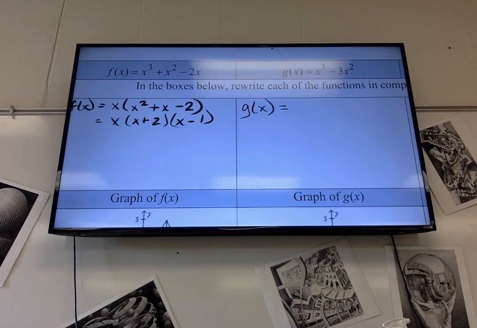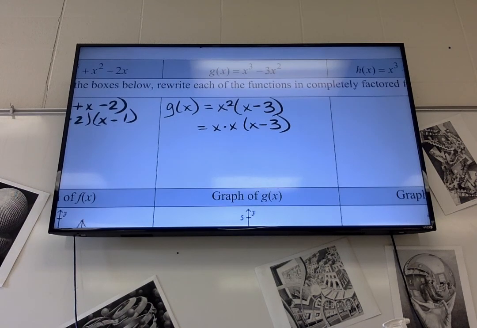X squared. I can factor out x squared, leaving me with x minus 3. Now that doesn't factor anymore, but I am going to write here x times x. And I'm just doing that because how many zeros are there with x times x? Yeah, 3 total, 2 just with equaling 0. Yes, you're absolutely right. You were both right.